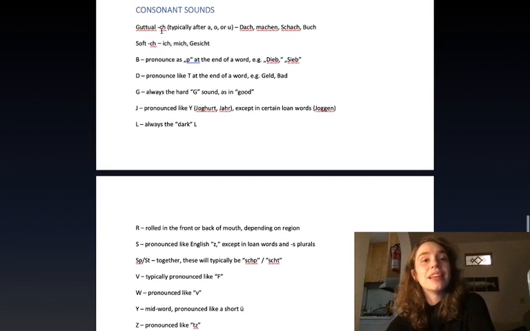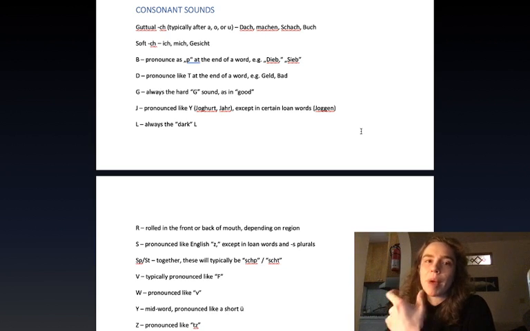So we'll start with the CH sounds. These trip people up. In English, this would be a ch sound, and in German, it's not. After usually A, O, or U, you have the guttural CH, which is a bit like clearing your throat, coming from the back of your mouth. And we have words like Dach, machen, Schach, and Buch.